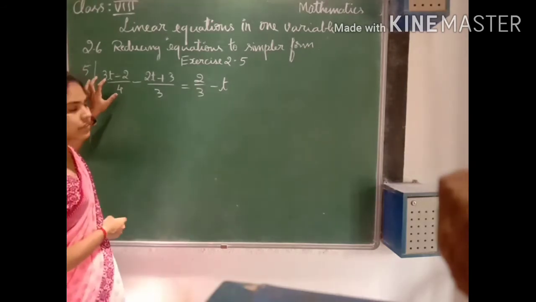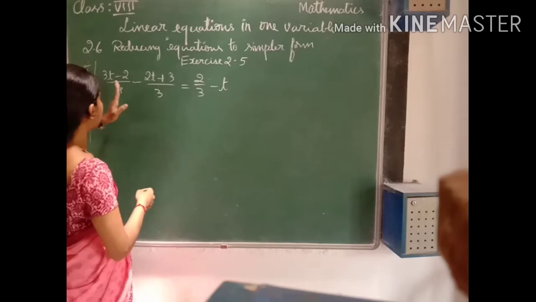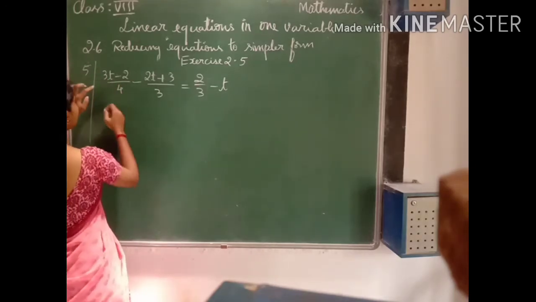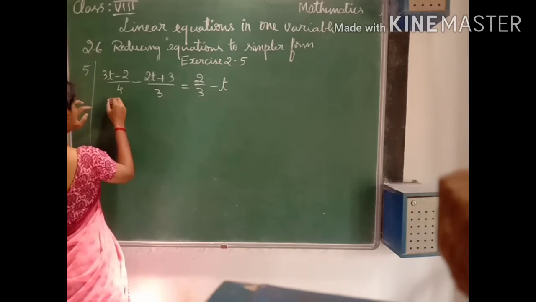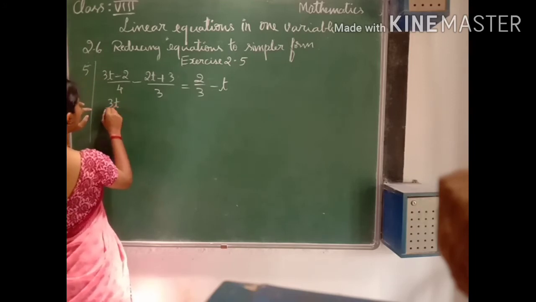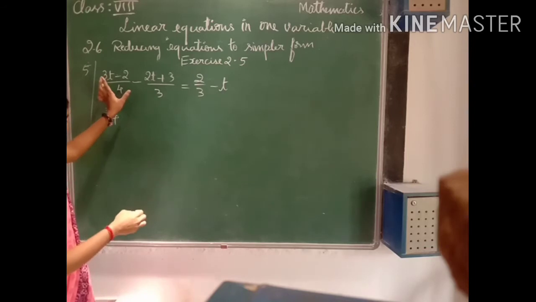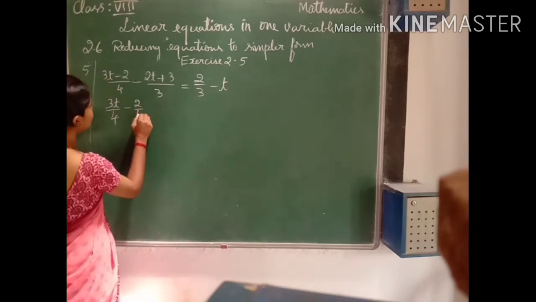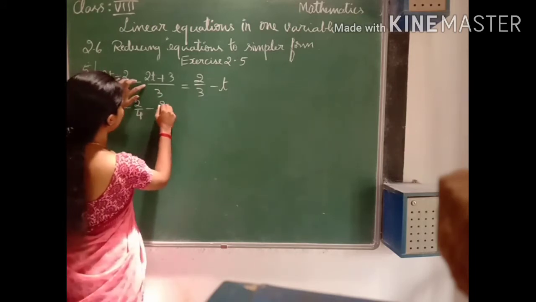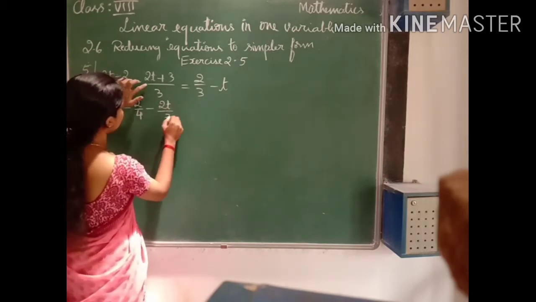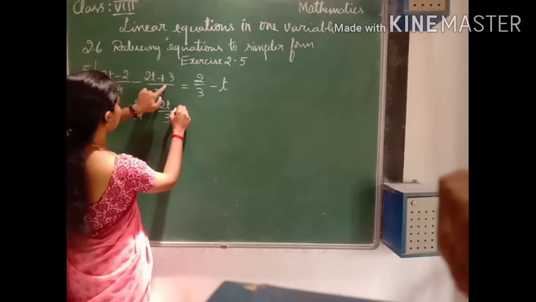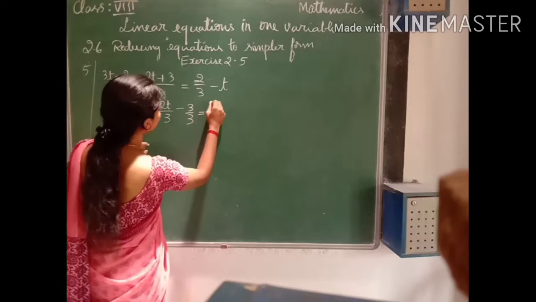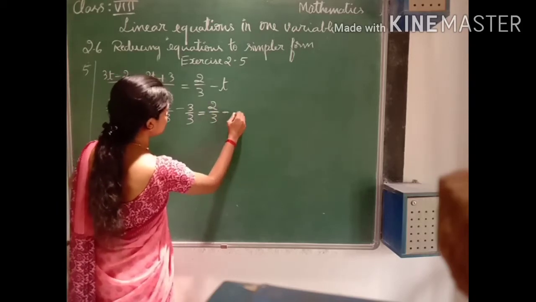So first we will separate these terms, variables and constants. How? 3t by 4, we will separate the terms now. 3t by 4 minus 2 by 4 minus 2t by 3 plus 3 by 3 is equal to 2 by 3 minus t.